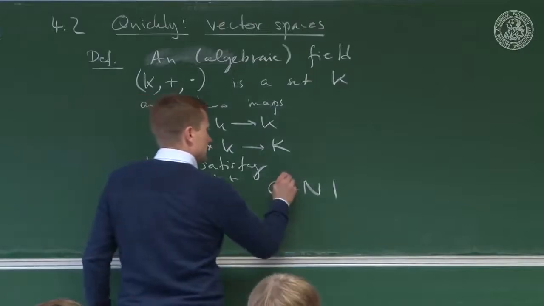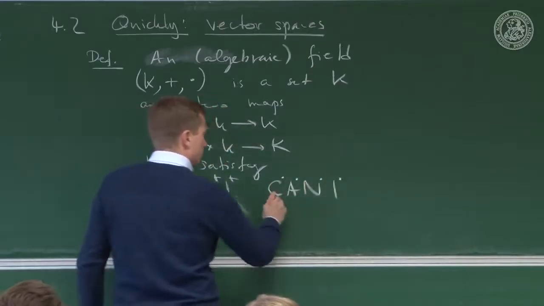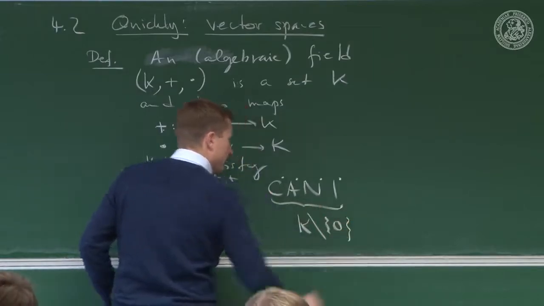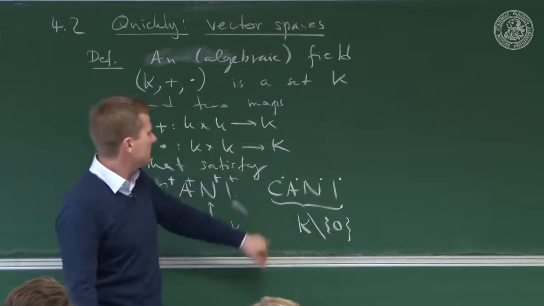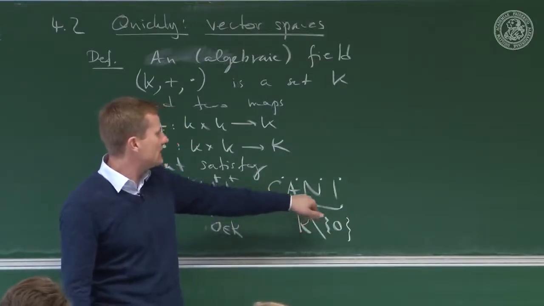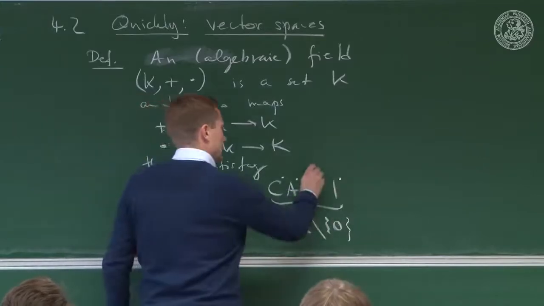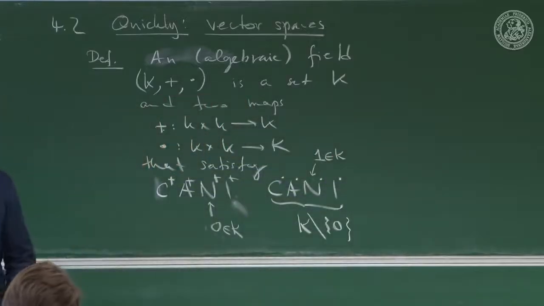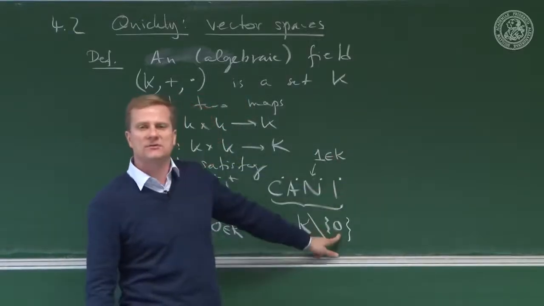Now, it's also CANI for multiplication, but this only applies to the set K where you removed the neutral element of addition. Once you did this, then you have commutativity of multiplication, you have associativity, you have a neutral element, and the neutral element in that case we call 1. If it was named differently, we rename it 1. And then the inverse, and now you see why we had to take out the 0.